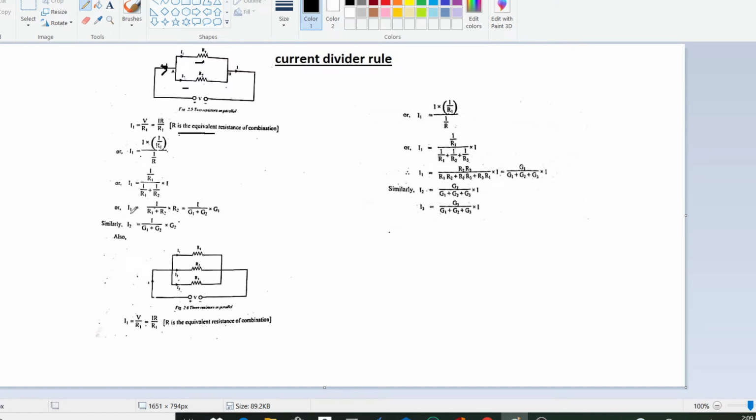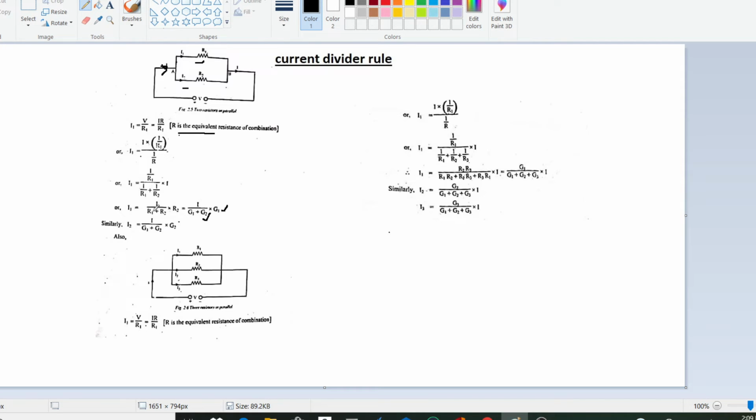Now if you calculate this, you will get I1 equals I upon (R1 plus R2) into R2. And here 1 upon R1 means conductance, so this is written as G1, and similarly 1 upon R2 means G2. So in terms of conductance, we have I1 as I into G1 upon (G1 plus G2). Similarly, the current flowing through resistor R2, which we have assumed to be I2, will be I into G2 upon (G1 plus G2).